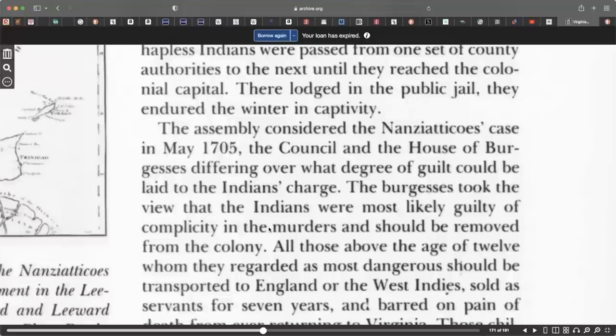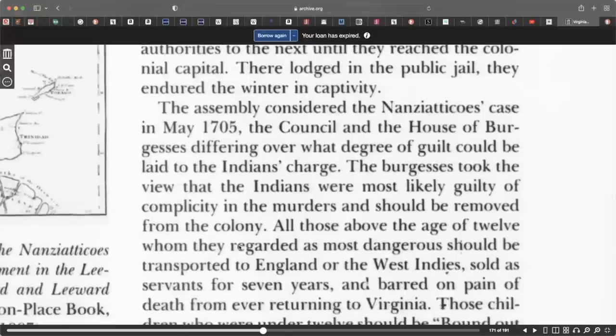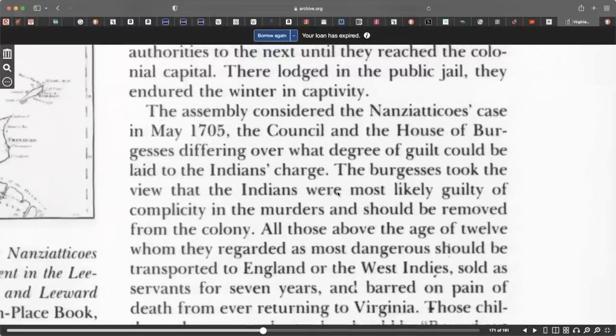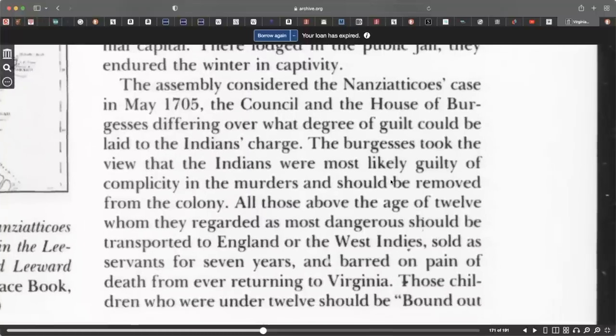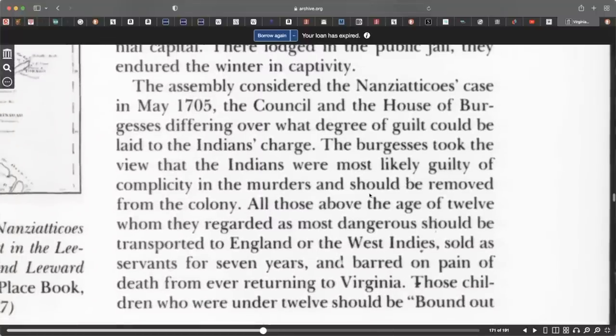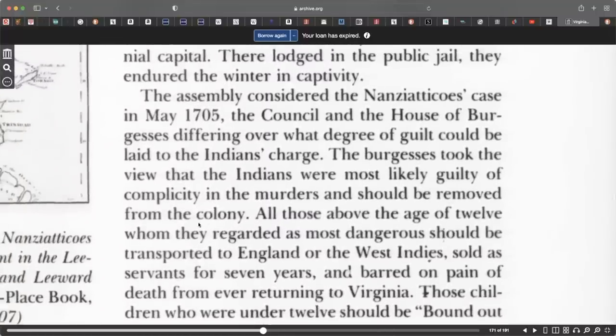The council and the House of Burgesses differed over what degree of guilt could be laid to the Indians' charge. The Burgesses took the view that the Indians were most likely guilty of complicity in the murders and should be removed from the colony. Most likely, right, guys? Most likely they were probably guilty in the murder too, or, you know, we should just remove them from the colony. I wonder what the Accomack said about that.